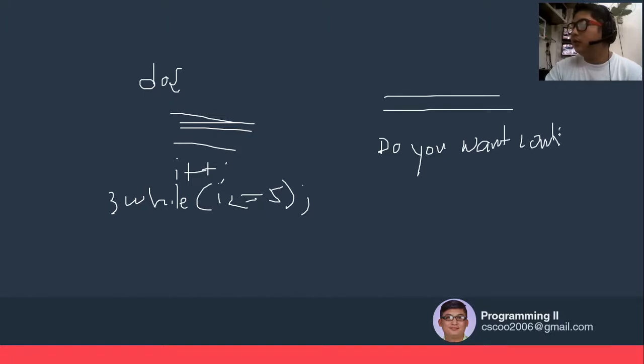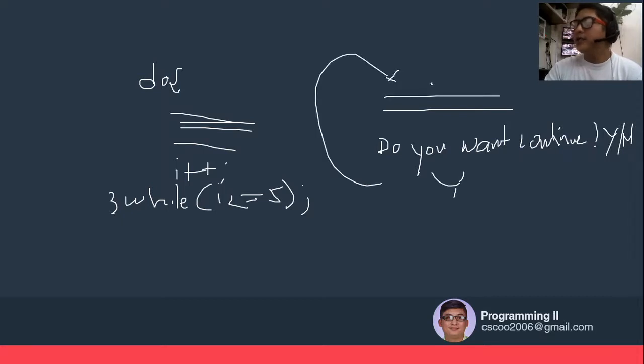Continue. Because it has already processed first. So, yes or no. Something like that. So, if the answer is yes, then it comes back. It will only stop if the answer is no. Right? So, that's the basic implementation of the do-while loop. Okay, is it clear?